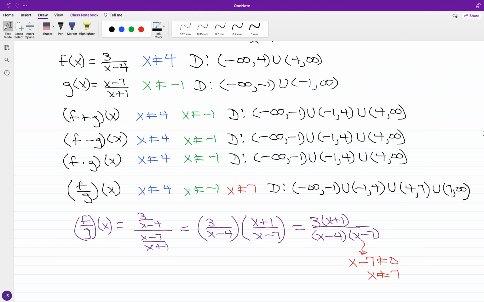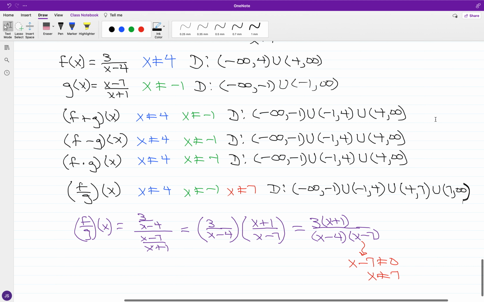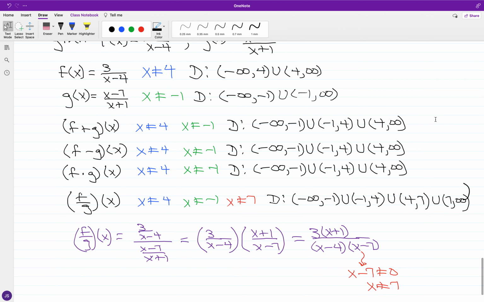And this quotient function happens to be a bit of history repeating. Okay.